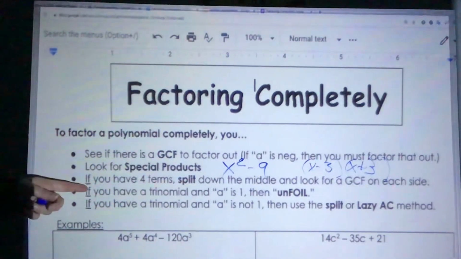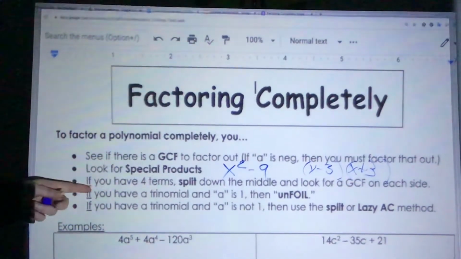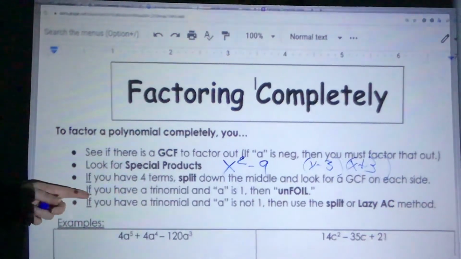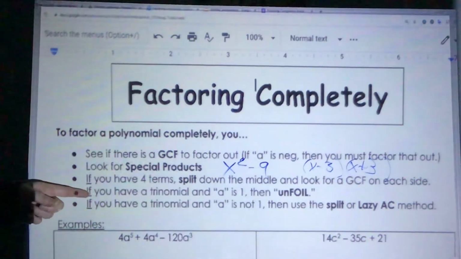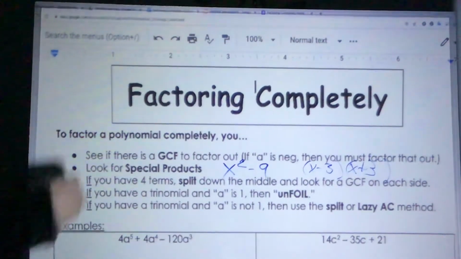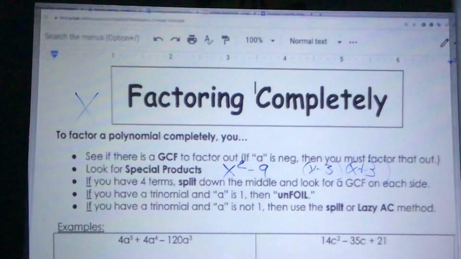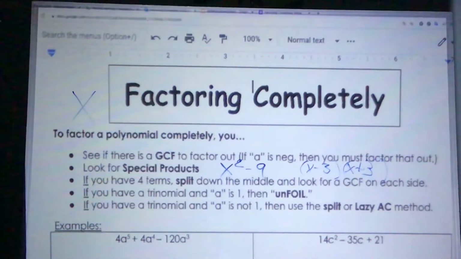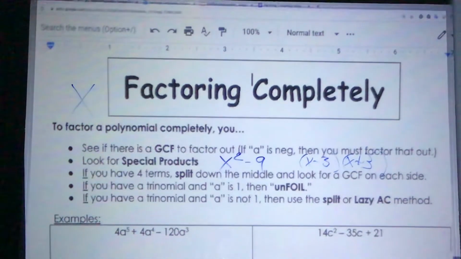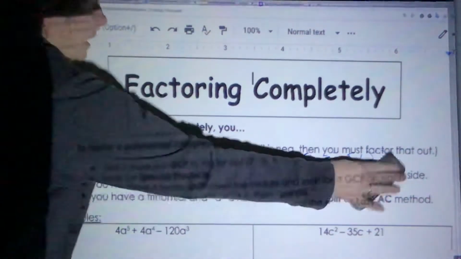Then if we have four terms left instead of just two, we're going to do a split method. If we have a trinomial, we're going to unfoil with our little number puzzle or the lazy AC method. So this is best done through doing some examples together. So let's try the first one.